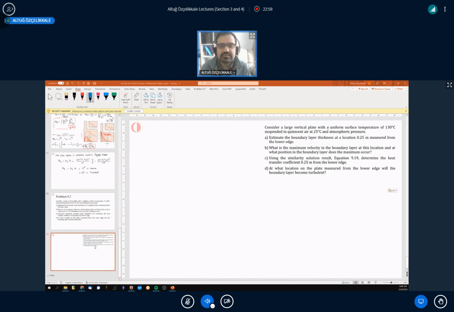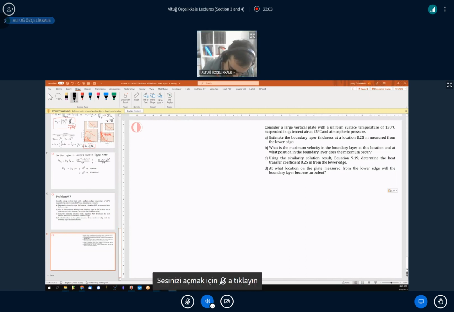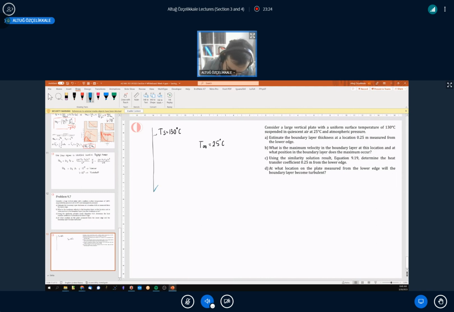Okay. All right, so this is a plate, and the temperature of the surface is greater than the temperature of the air. Therefore, we are going to have, and here is T infinity, that's 25 degrees Celsius, a boundary layer that is forming in that direction, right?